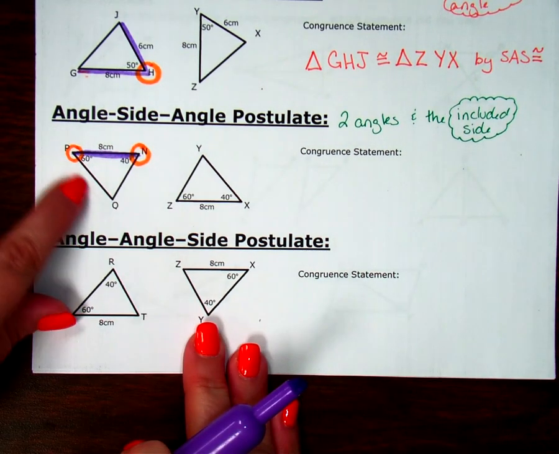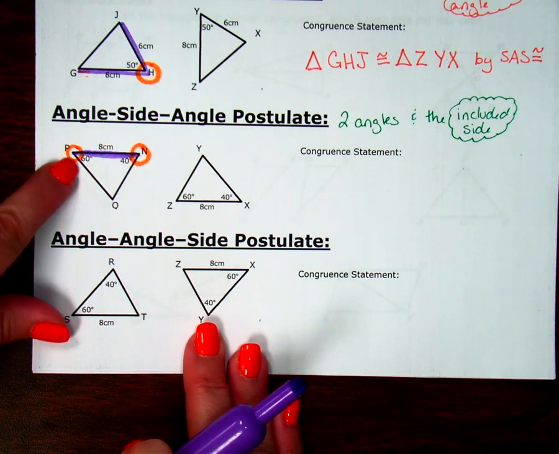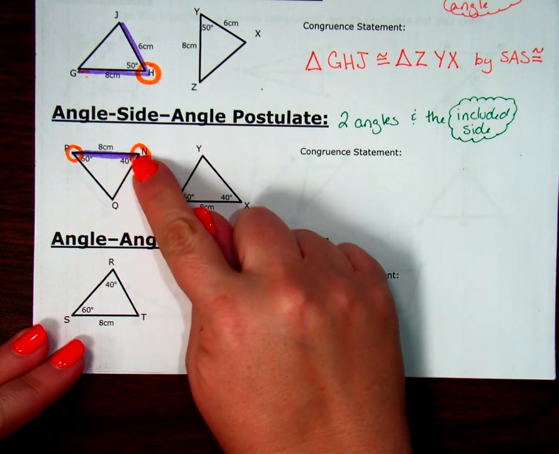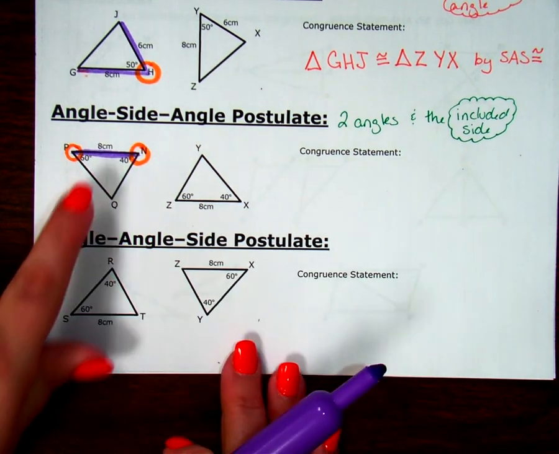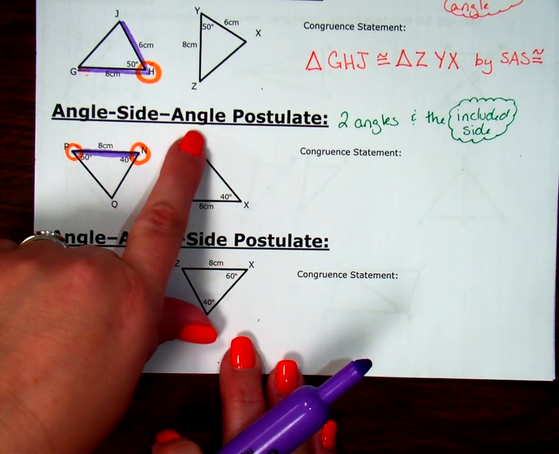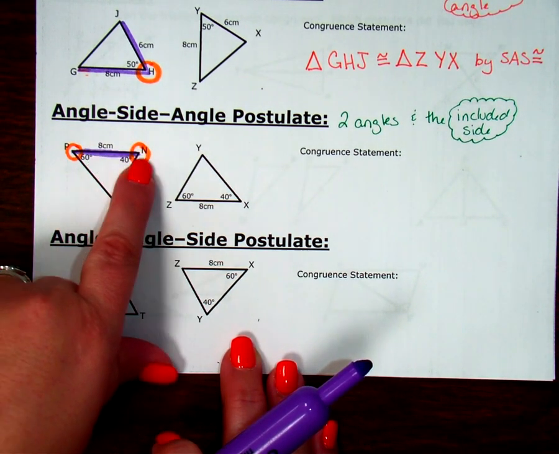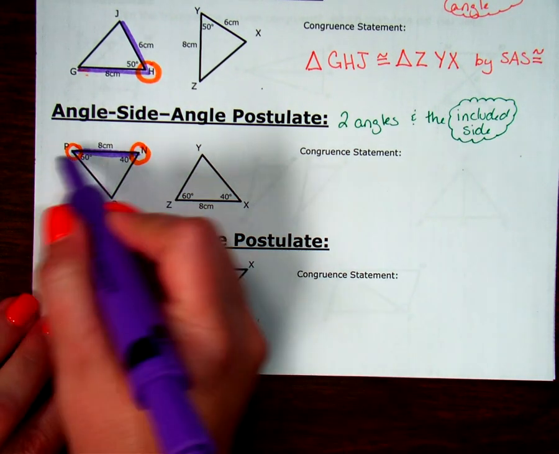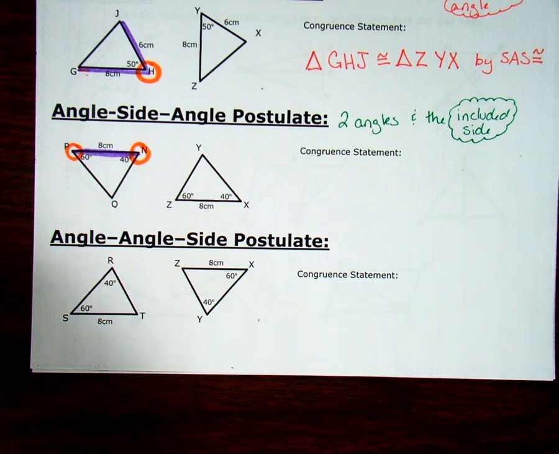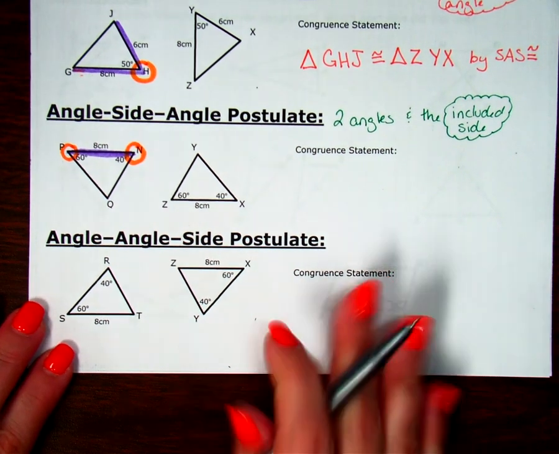Okay, if I had picked this side, it would only touch the P, right? It wouldn't touch the N. Or if I picked this side, it would only touch the N, it wouldn't touch the P. So to be included, it has to touch both. And then it kind of looks like what it says, angle, side, angle, right? They're right next to each other in kind of a line. So these triangles we can say are congruent by the angle, side, angle postulate.